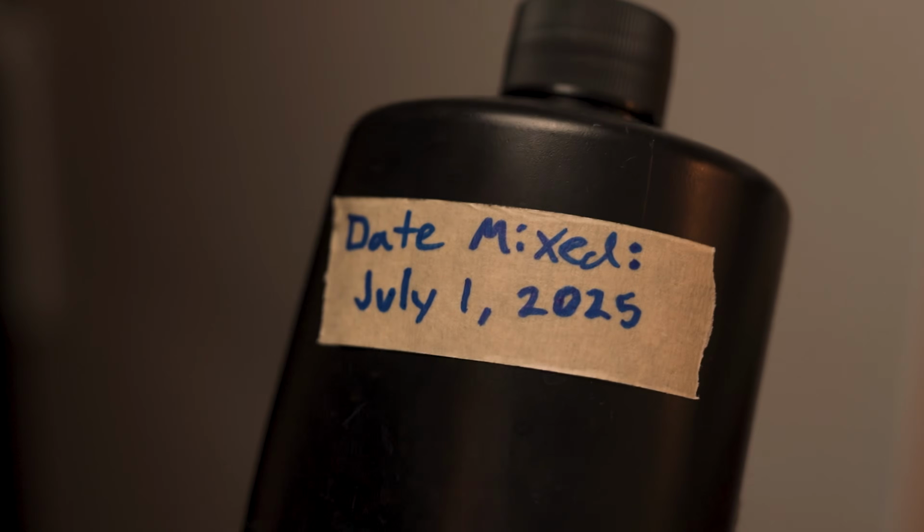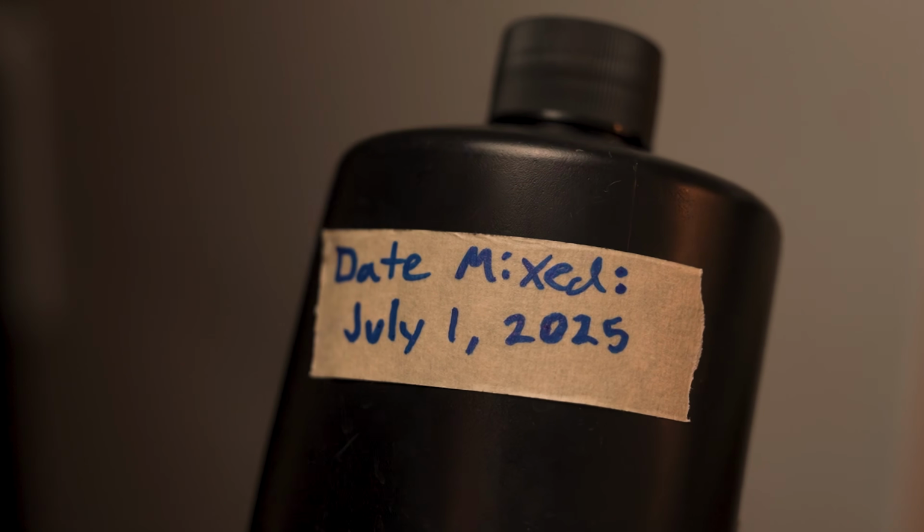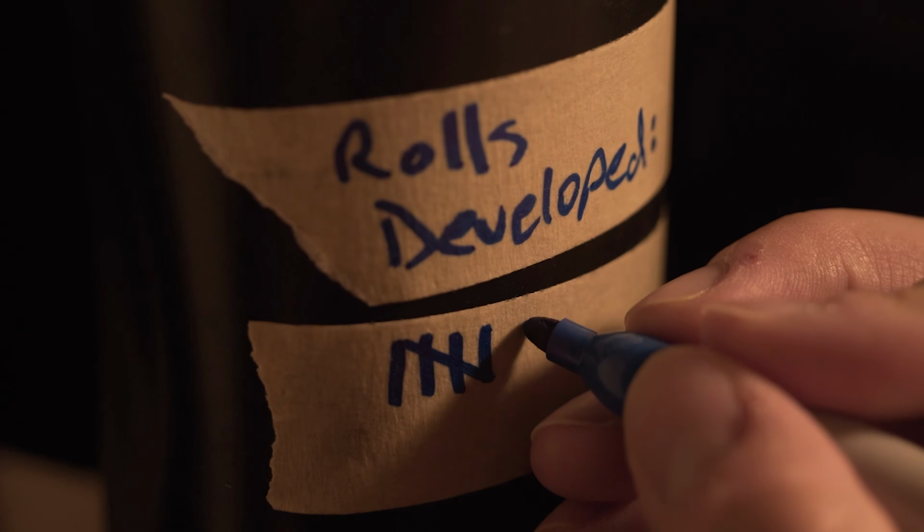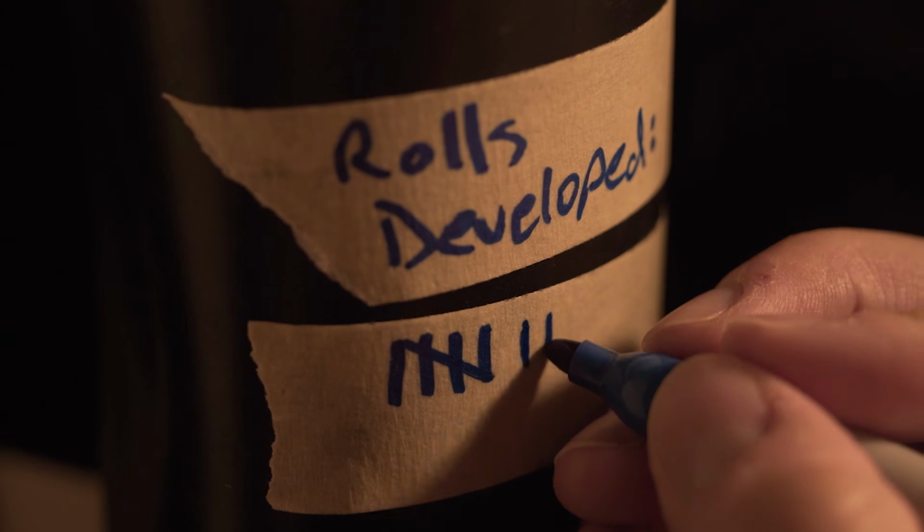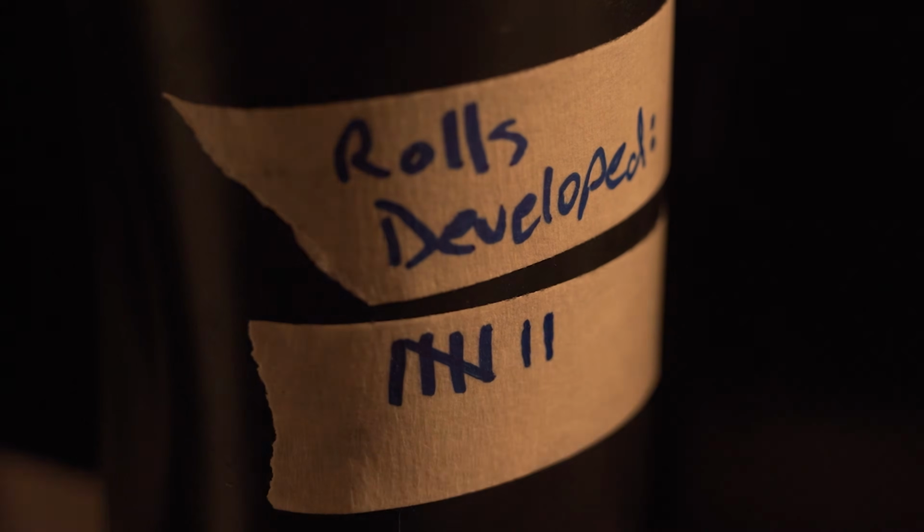But yeah, pH balance shifts can cause reticulation, and essentially that happens when your chemicals go bad or start to oxidize. So the best way to avoid that is to take note of when you mixed your developer or when you opened it and how many rolls you developed with it so that you don't overdo it with that batch of developer.